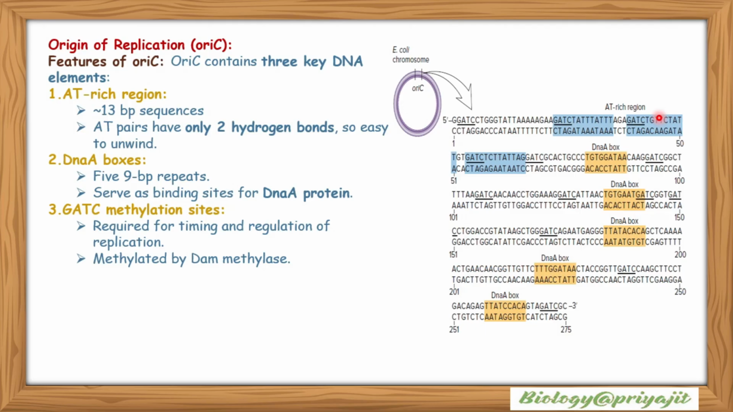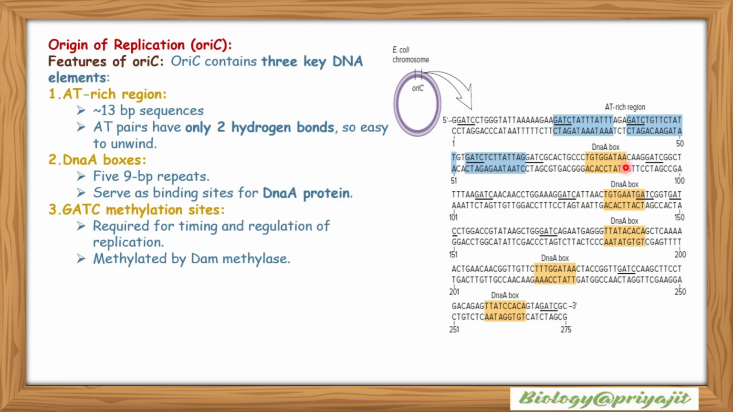So from the region within a DNA where replication will be initiated, it must be unwound firstly, because to initiate the process, the double-stranded DNA must unwind. So AT pairs have only two hydrogen bonds, so it is easy to unwind.